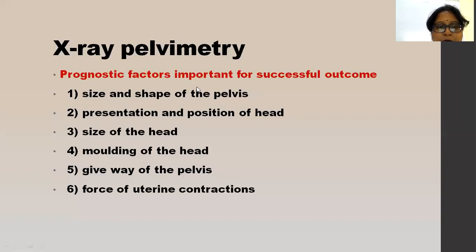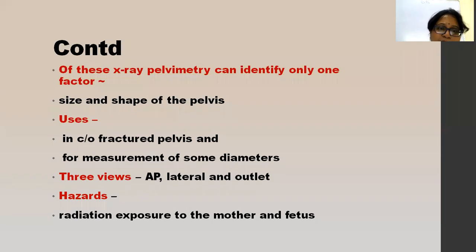So in this, X-ray pelvimetry can measure only the first point. That is, it is useful only in measuring the size and shape of the pelvis. In all the other factors, X-ray pelvimetry is not useful. The presentation and position of the head, you can make out by clinical pelvimetry. Even the size, molding, give way of the pelvis, and uterine contractions are all assessed clinically. So X-ray pelvimetry can identify only one factor, which is the size and the shape of the pelvis. Then what are the uses?